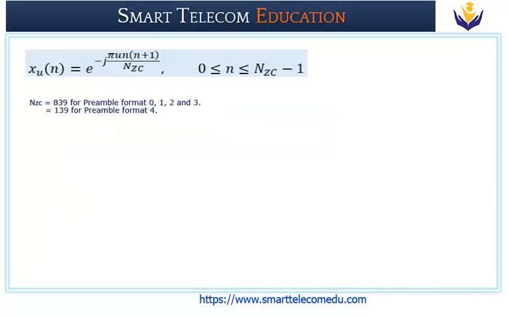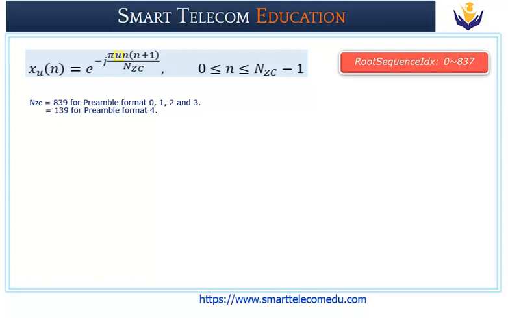The preamble is generated by a Zadoff-Chu sequence, where NZC is the total length of the Zadoff-Chu sequence, equal to 839 for preamble format 0, 1, 2, and 3. For preamble format 4, NZC equals 139. The parameter U is derived from the root sequence index parameter used to generate the RACH Zadoff-Chu sequence.